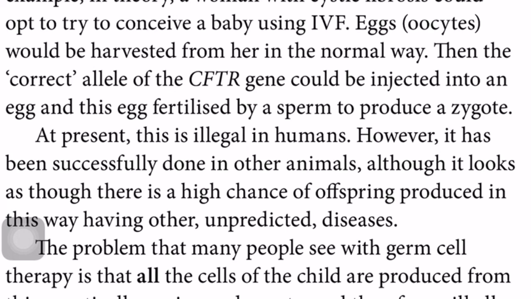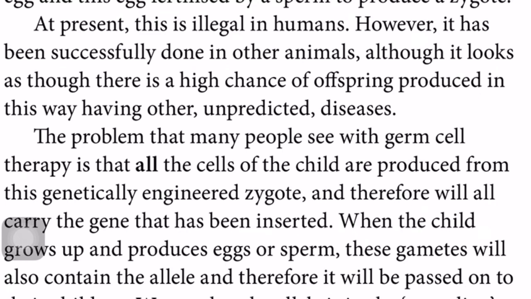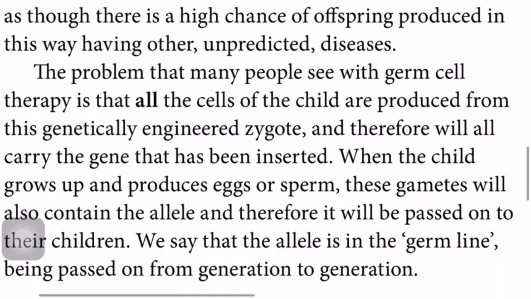Okay, so what happens if she tries in vitro fertilization? Eggs or oocytes can be harvested from her in the normal way. Then the correct allele for the CFTR gene could be injected into an egg, and this egg fertilized by sperm to produce a zygote. Thus the zygote will have the correct gene, not the incorrect gene. At present, this is illegal in humans. However, it has been successfully done in other animals, although it looks as though there is a high chance of offspring produced this way having other unpredicted diseases.